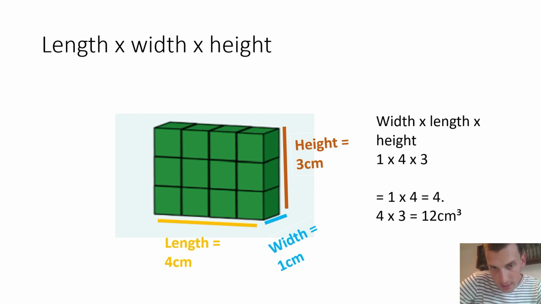Remember, with this type of volume, it is in centimeters cubed. I keep saying, sorry, it's not squared, it's cubed. So it's cm and then the cube. And that's very, very important that you get that right, okay?